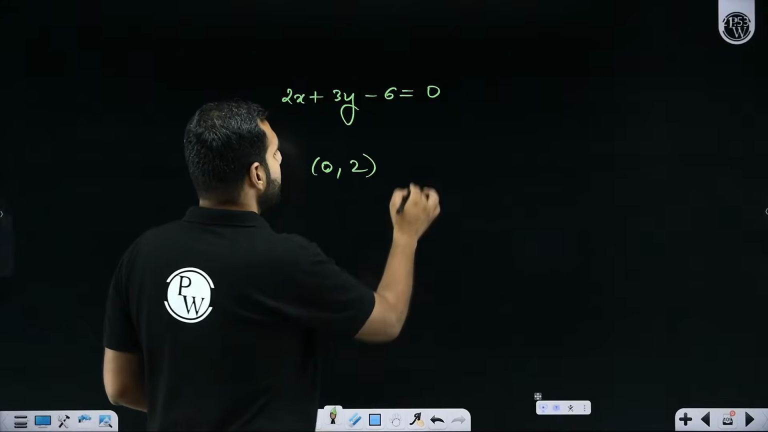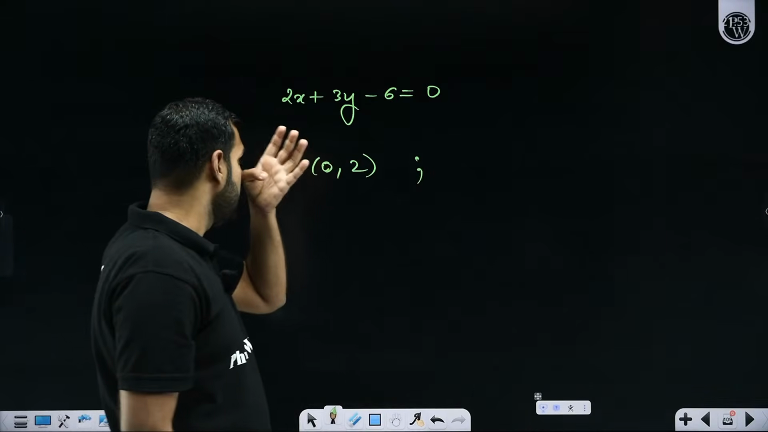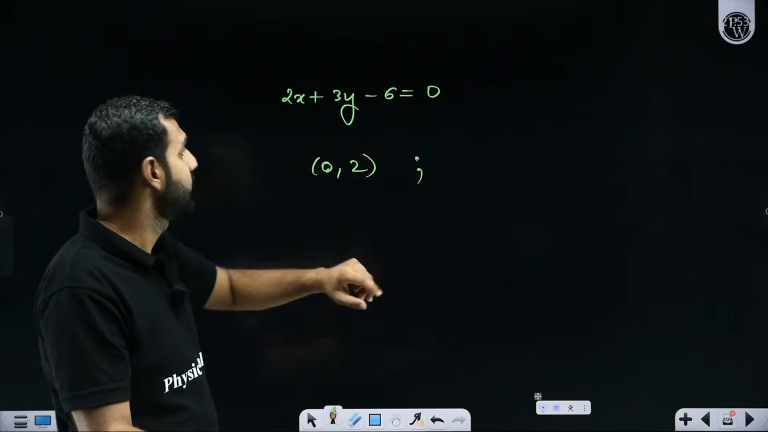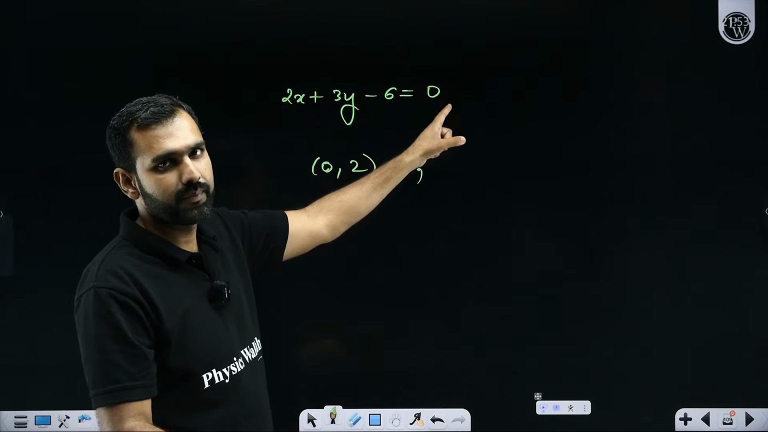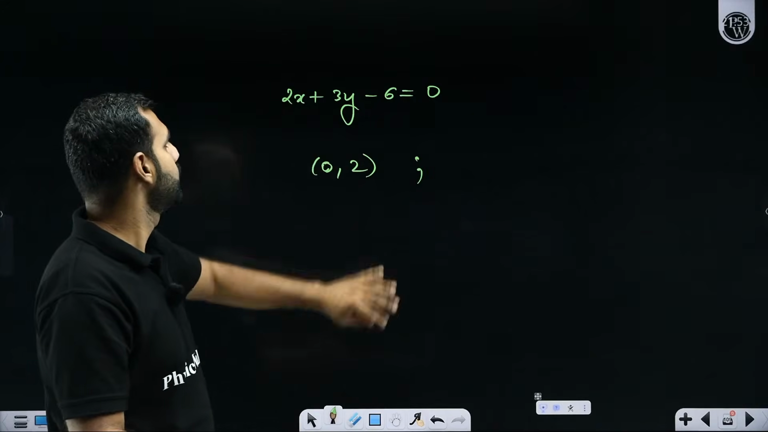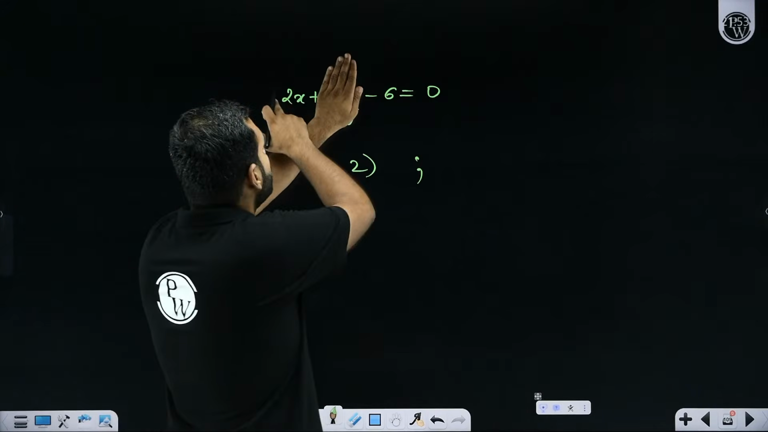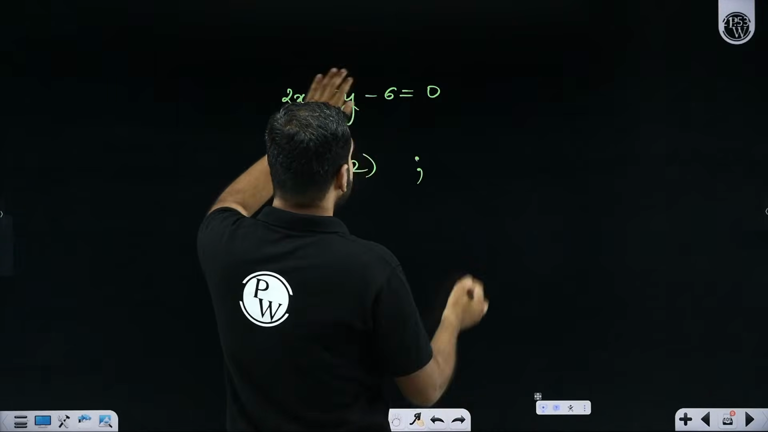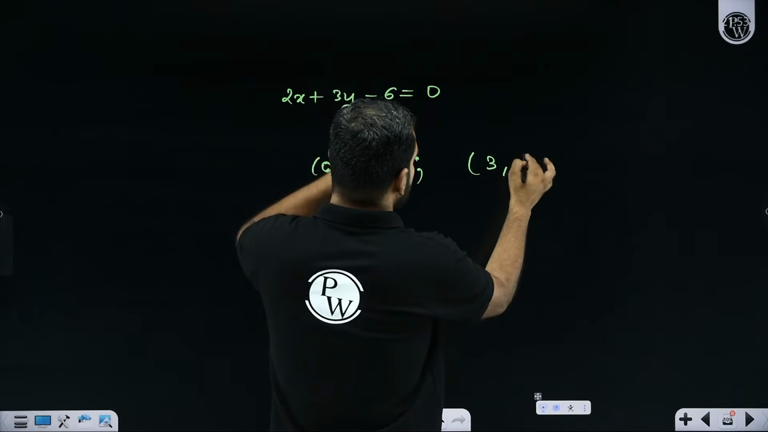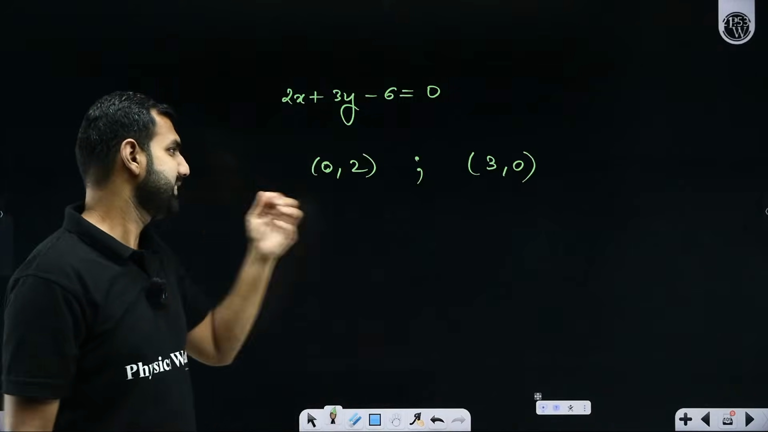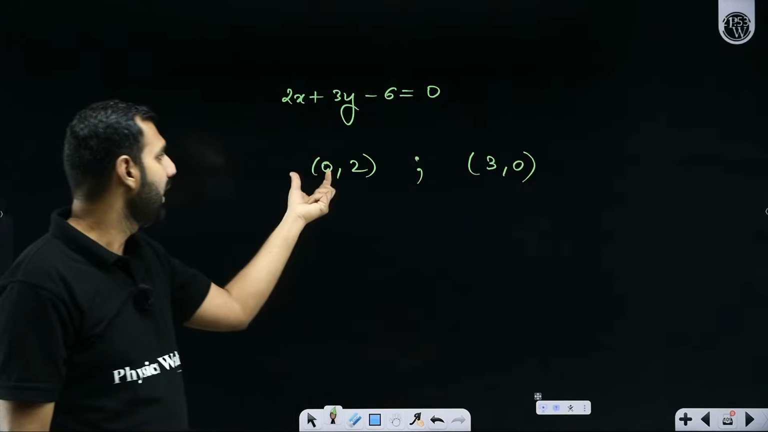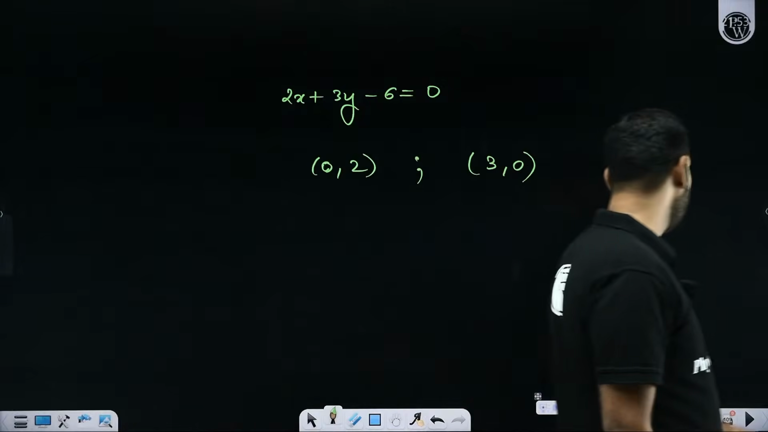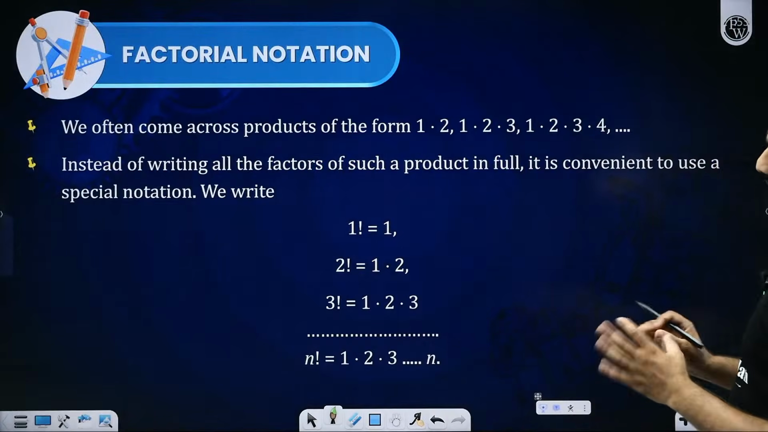Not just that, let's say I want to know where this line intersects the x-axis. If it is intersecting the x-axis, the y coordinate will be 0. So 3y will be 0, so 2x is equal to 6. That means x is 6 by 2, that is 3. So this line will intersect the x-axis at 3, 0 and the y-axis at 0, 2. Everybody understood that? I hope it is clearly digested by everyone.